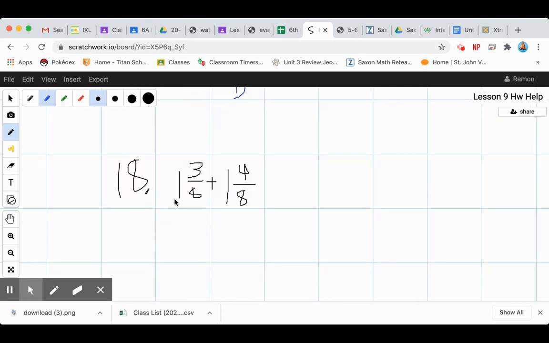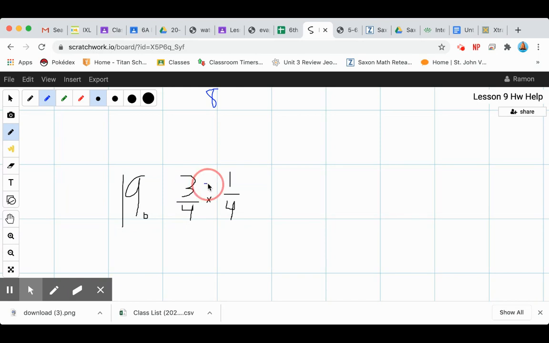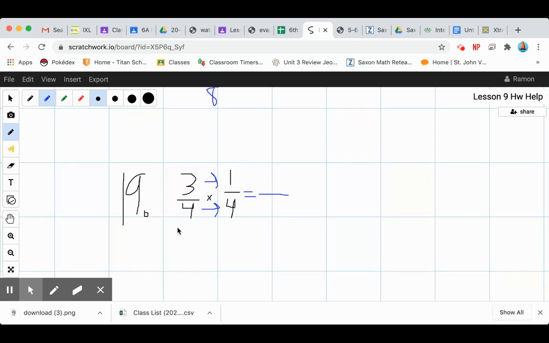For 18, again, we're going to add the whole numbers. We're going to add the fractions, keep the denominator the same, add the numerators. For 19, we're going to multiply straight across, 3 times 1, 4 times 4. So the denominator is not going to stay the same. It will be multiplied, and it'll be something different.